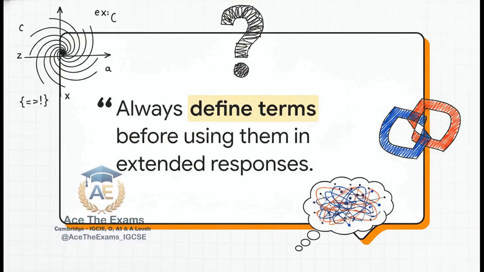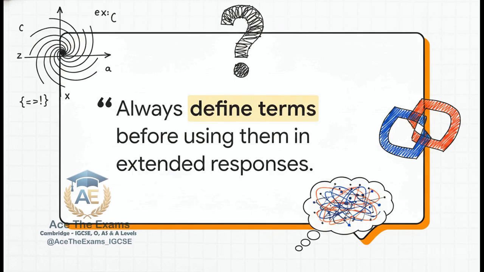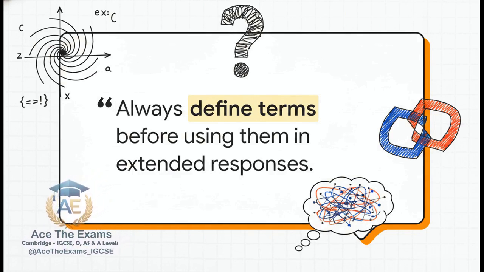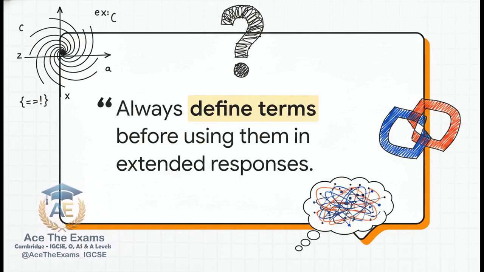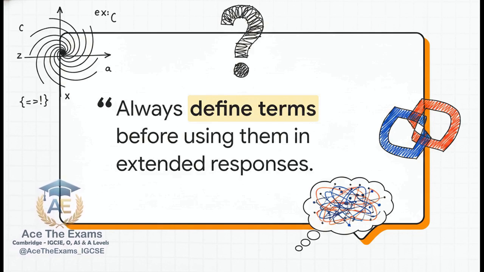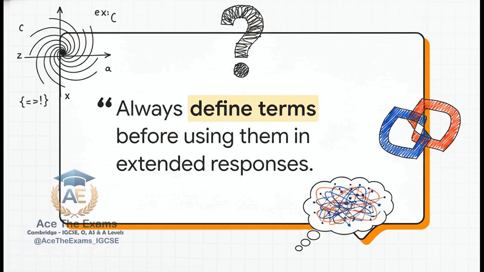Quote, "Candidates consistently confuse key terminology. Always define terms before using them in extended responses." Unquote. Let that sink in for a second. The examiners are practically begging you to be clear. If a question asks you to evaluate the argument or the conjugate, you must ensure your notation explicitly shows that you know exactly which is which. Do not let lazy, ambiguous terminology ruin a perfectly brilliant calculation.